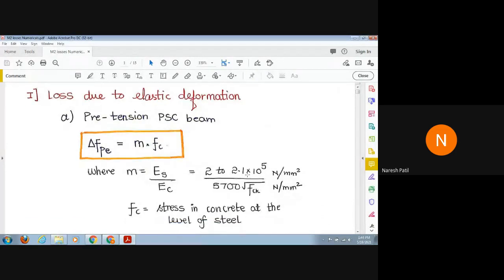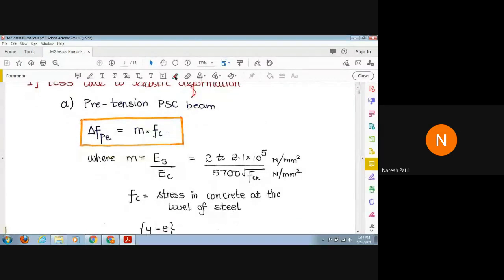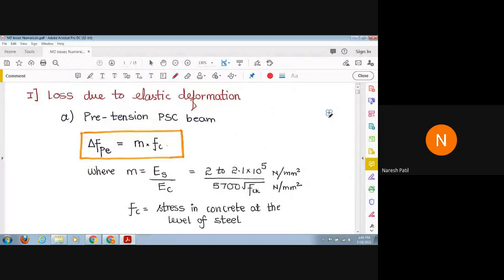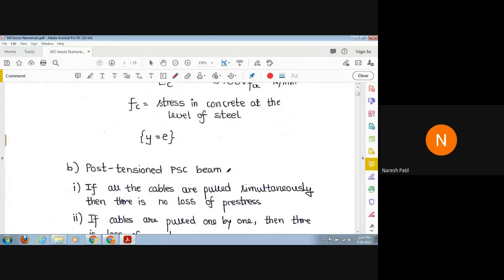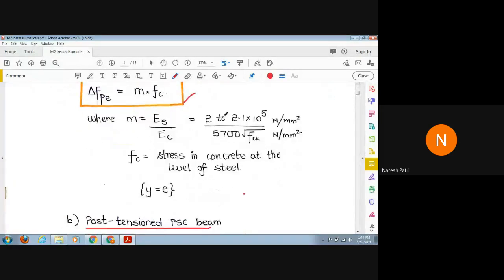So here, first, as I told you, loss due to elastic deformation. These are the equations you have to use for calculation of losses. For a pre-tension PSC beam, we have this equation. Okay. So where m is what? Modular ratio. That is the ratio of modulus of elasticity of steel divided by modulus of elasticity of concrete. Then we have the equation for post-tension beams. Okay. First for pre-tension beams and next is post-tension.